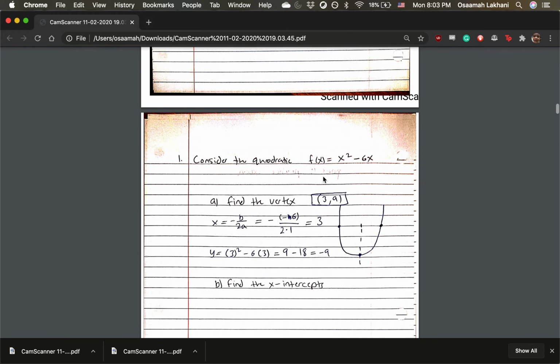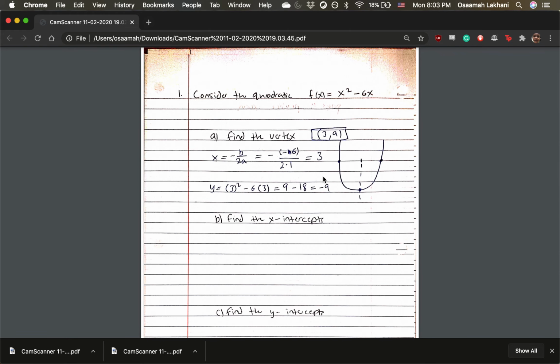So I'm just going to rewrite them properly at the top with our x and y values. And here I actually made a mistake. It's supposed to be 3 and then negative 9, not 9. So that's a problem.